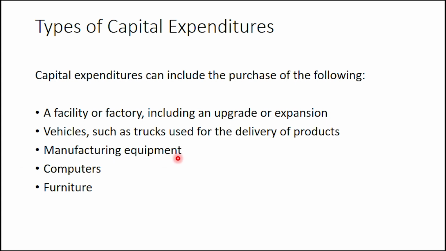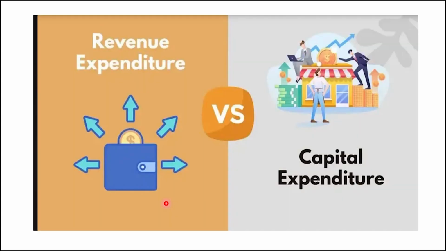Manufacturing equipment, again it is a part of capital expenditure. Computers, furniture, etc. These all are capital expenditures. They have life of more than 1 year, or I may say they are long-term assets. They may not be of recurring nature. So these are known as capital expenditures.